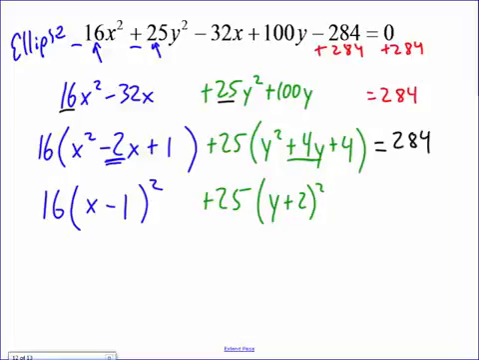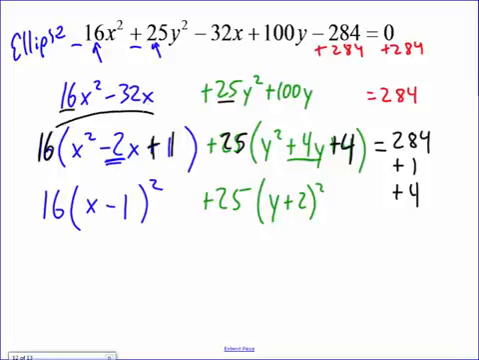So I got that 284. So let's look. I got this 25 out front. I added this 4 on. I added this 1 on. I got the 16 out front. So do I just add 1 and 4? No, I didn't really just add 1. What did I really add?